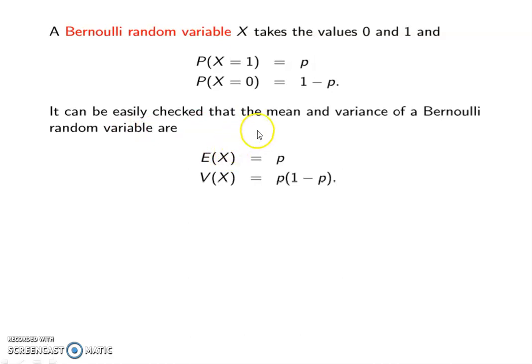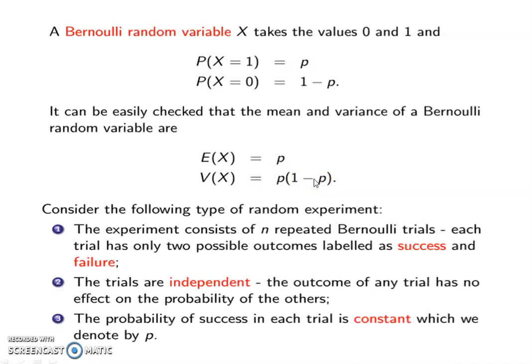It can be easily checked that the mean and variance for Bernoulli distributions are represented by E of X is equal to small letter p, the probability of success, and variance represented by V of capital X is equal to p into 1 minus p. Here p represents the probability of the success event, 1 minus p represents the probability of failure. You can even write 1 minus p as q.